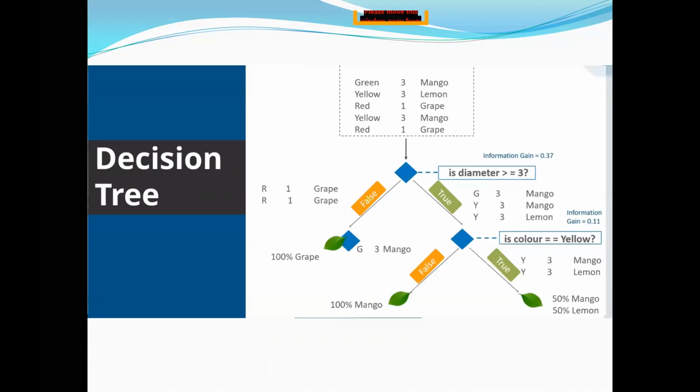So this is how the final classification works. Once it accepts the data, if it is false, it classifies exactly 100% grape. If it is true, in this condition it does not take any decision because it has the mixed-up data. So it tries to split once again.